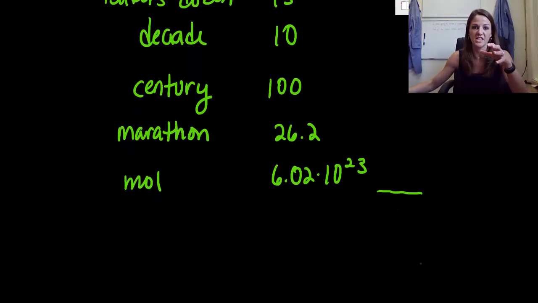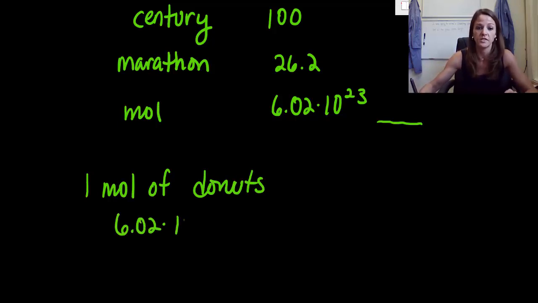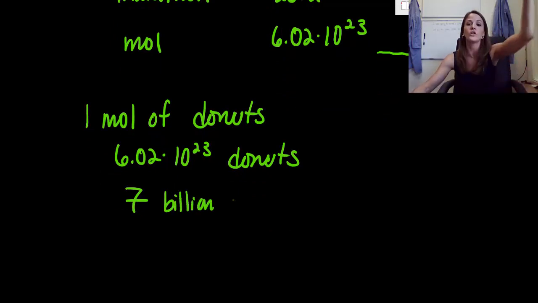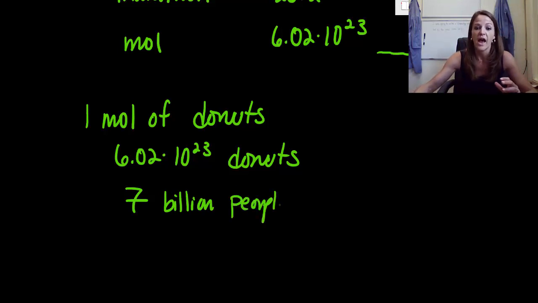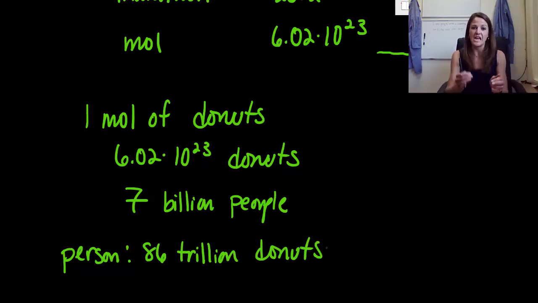So let's get a grasp on how big that number actually is. Let's say we have 1 mole of donuts. That means I have 6.02 times 10 to the 23rd donuts. Now we have 7 billion people on this planet. If I decided I wanted to give out all these donuts equally to all of these people, every single person is going to get 86 trillion donuts. Every human would get 86 trillion donuts. So please, when we talk about a mole, I don't want you thinking, oh, it's 1 mile, it's 2 miles, or whatever. It would be 6.02 times 10 to the 23rd miles, or whatever unit or object we're talking about. It is a gigantic number.